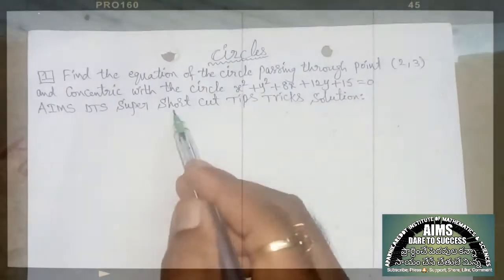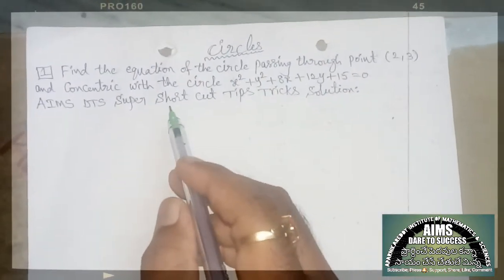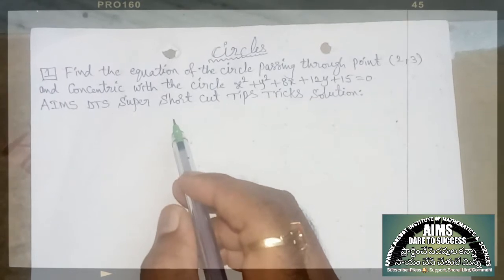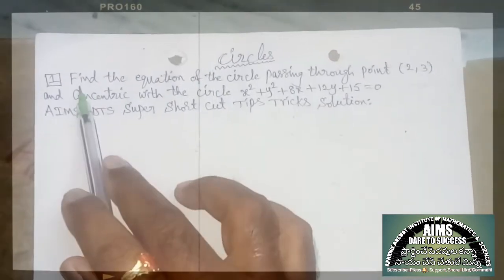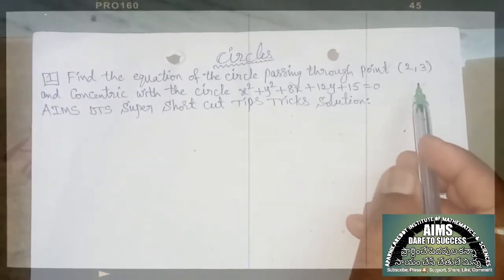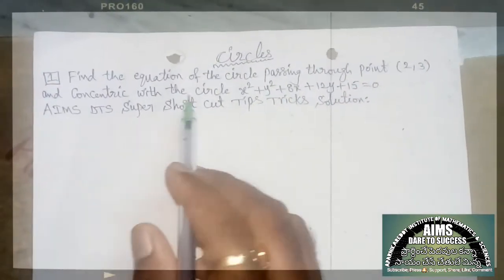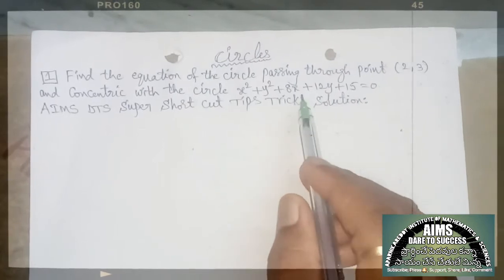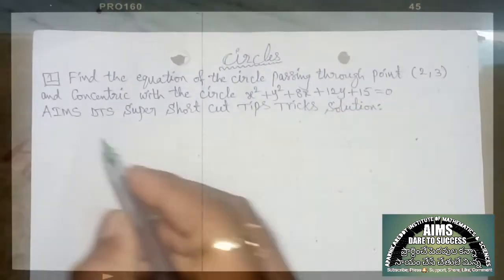Today I wanted to discuss with you the circles chapter. This type of question is very easy, with a tricky solution within 10 seconds. I wanted to explain it to you. The question is: find the equation of the circle passing through the point (2, 3) and concentric with the circle x square plus y square plus 8x plus 12y plus 15 is equal to 0.